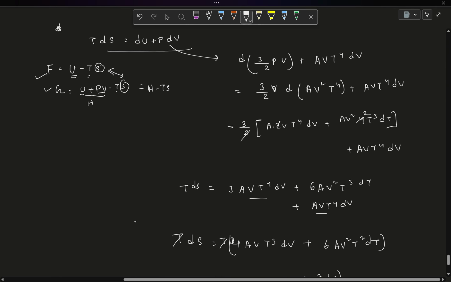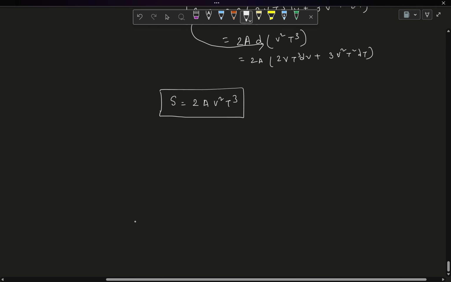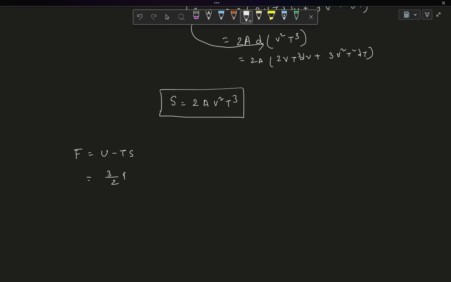So once you have got that, the rest of the terms are already known, that F is equal to simply U minus TS. So this is just a simple sum we have done just to make the connections between the thermodynamic relations and potential even clearer. So U is basically 3 by 2 PV minus TS is 2A V squared T to the power 4. Okay, and P you can substitute. P is A V T to the power 4. So the whole thing will become minus half A V squared T to the power 4.